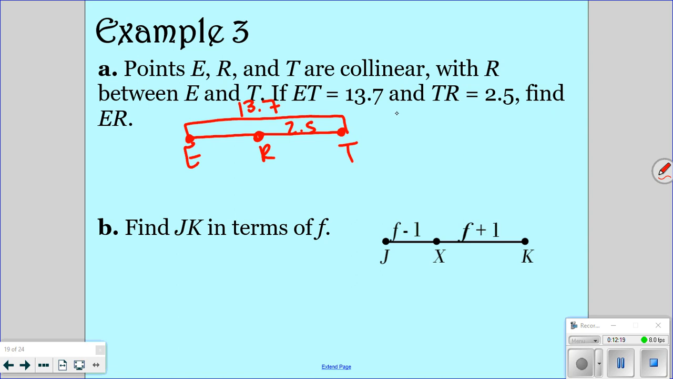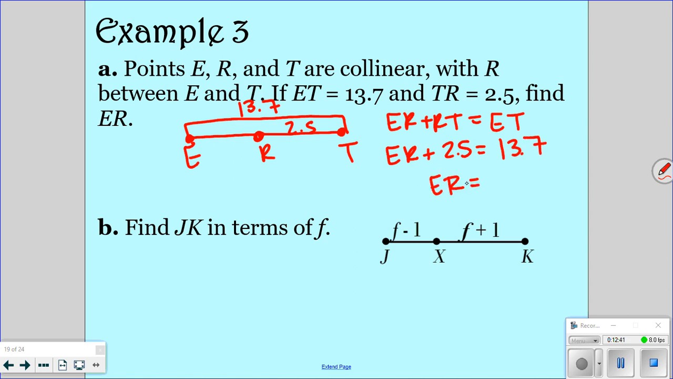So we start off with our equation. We know that ER plus RT has to equal ET. We don't know ER, that's what we're looking for. But we know that the length of TR, or RT, is 2.5, and we know that the length of ET is 13.7. So if you subtract to find the distance ER, it's going to be 11.2. And so that would be your answer for A.